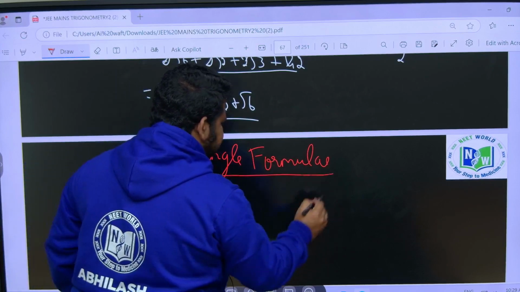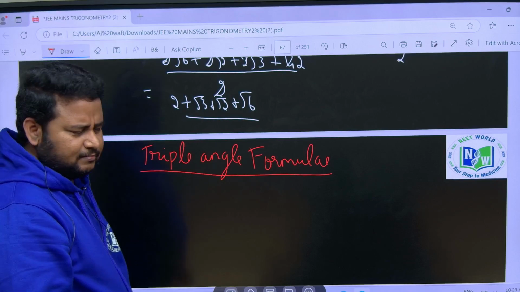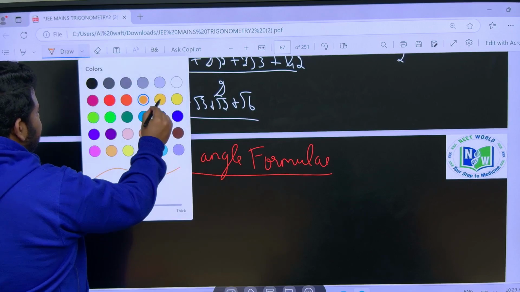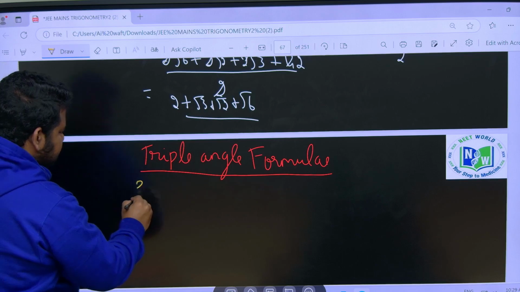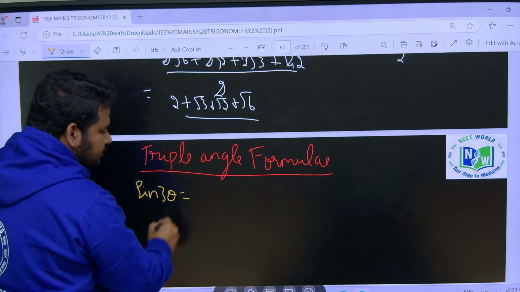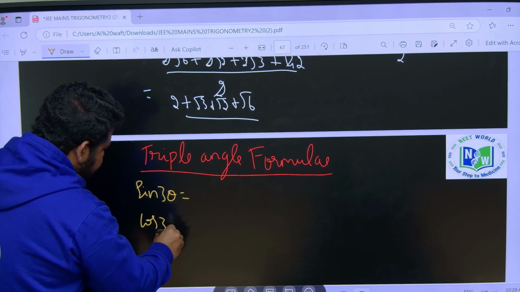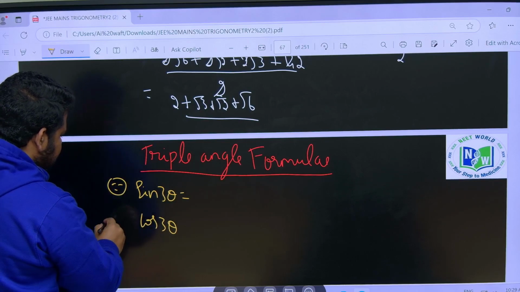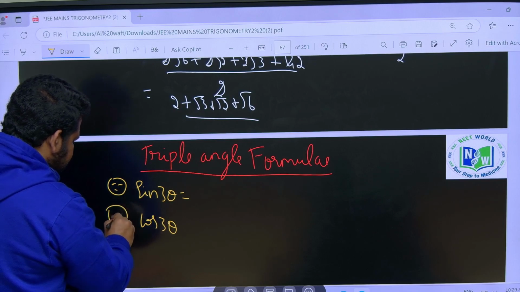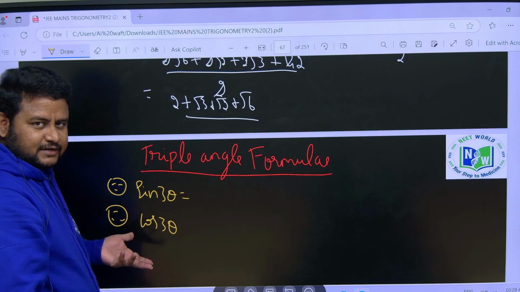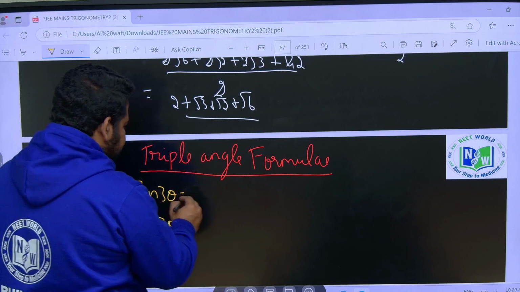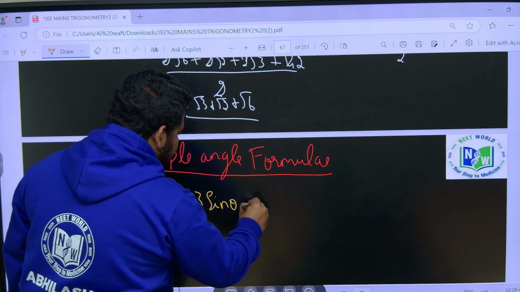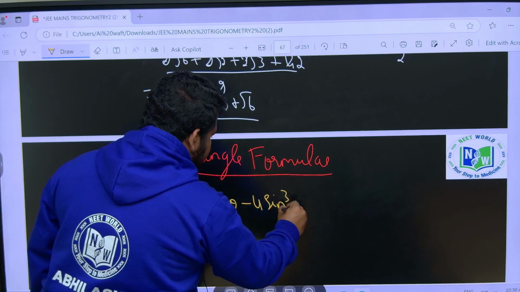I'll write only for sin and cos. Tan and cot we don't use normally much. Anyway, if you remember, better. So let me write the triple angle formula for sin and cos. That is sin 3 theta is equal to what and cos 3 theta is equal to what. We know that sin is a very humble person, correct? But what about cos? Cos is not. He is harsh. This person is very harsh. Whatever we tell, he will do the reverse. So sin 3 theta: the 3 will go out, this will become 3 sin theta minus 4 sin cube theta.